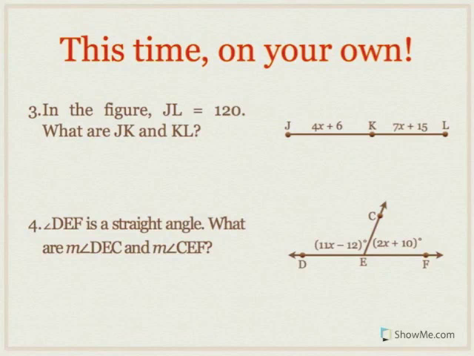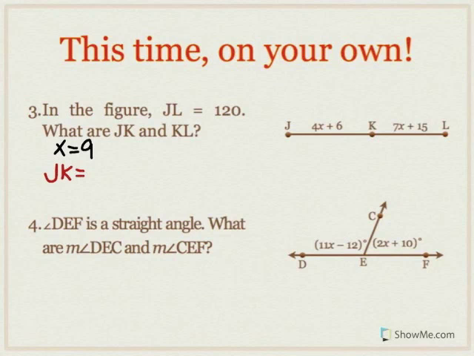Excellent. Let's go ahead and see how well we have done. By setting up your equation and solving for x, you should find out that x is equal to 9. Segment JK has a length of 42, and KL is equal to 78.